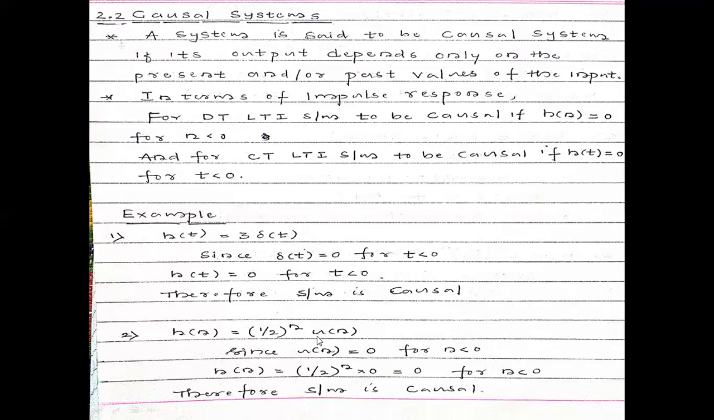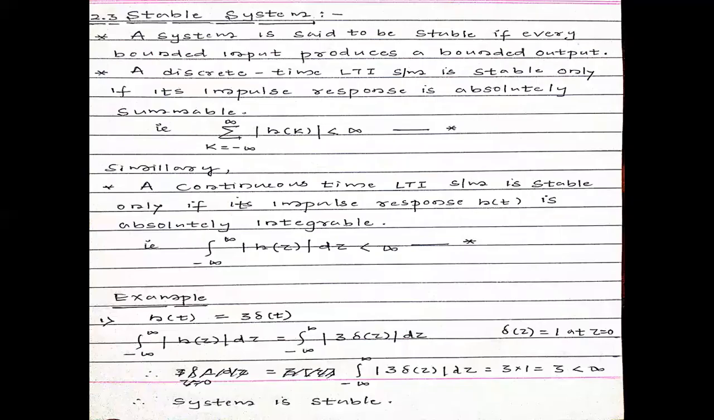And when u of n is equal to 0 for negative values of n, the h of n is also 0 for negative values of n. Therefore, this system is also a causal system. In the next lecture or video, we will be discussing more examples on these system properties.